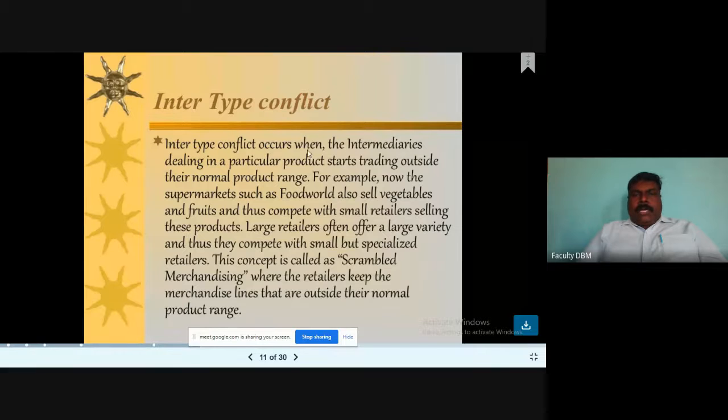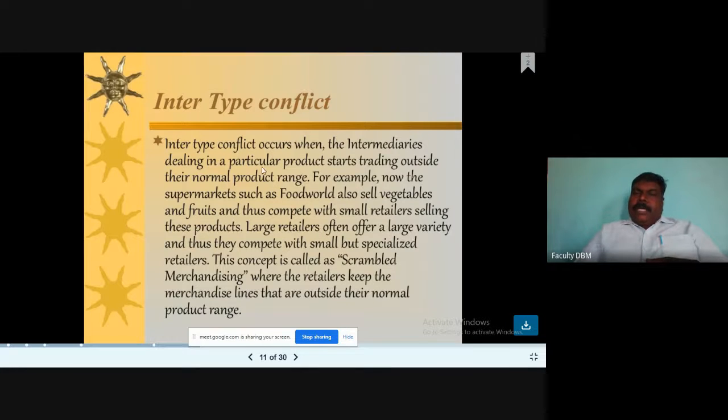Intertype conflict occurs when an intermediary dealing in a particular product starts trading outside their normal product range. For example, supermarkets such as Food World also sell vegetables and fruits, and thus compete with small retailers selling these products. Large retailers offer a large variety, thus they compete with specialized retailers. The concept is scrambled merchandising. This intertype conflict is arising nowadays with the tea business, as you would have seen. They have to sell tea, but in turn they are selling chocolates and biscuits, cross-selling things which is killing the same businesses around them. This is what happens in intertype conflict.